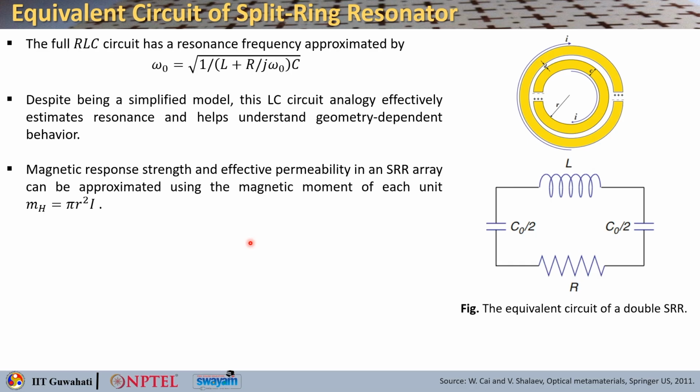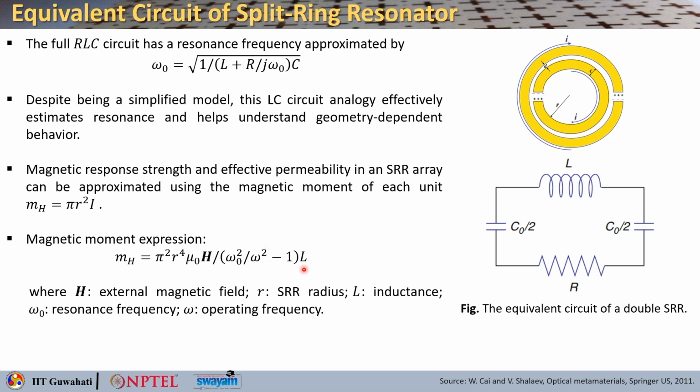Now, the magnetic response strength and the effective permeability in an array of this kind of split ring resonators can be approximated using the magnetic moment of each unit. So, you can calculate the magnetic moment as pi r square I. You can also write this moment expression as m equals pi square r to the power 4 mu naught H divided by (omega naught square by omega square minus 1) times L.